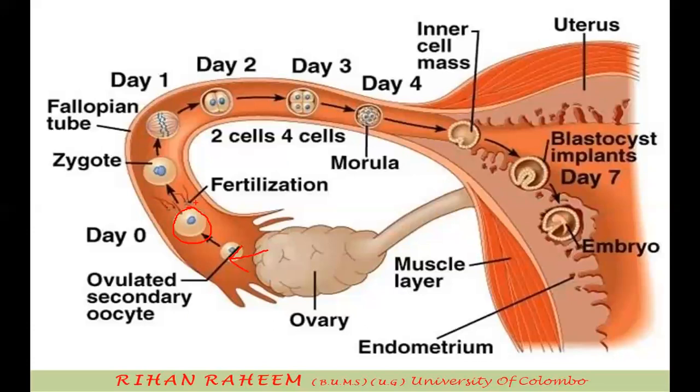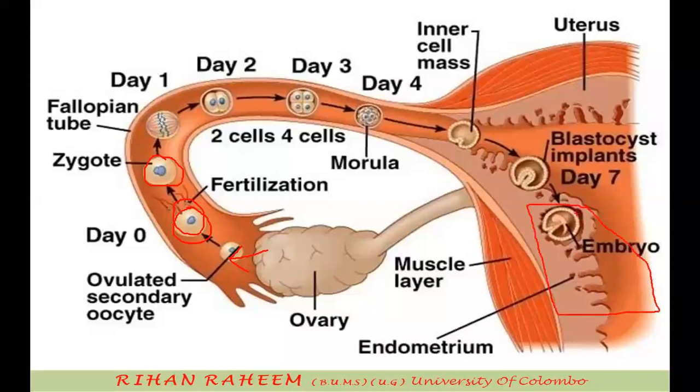Anyways, fertilization occurs. Then after fertilization, this zygote is there. Immediately after fertilization, we call it a zygote. Then the next stage is implantation. So implantation should happen here. Can you see?